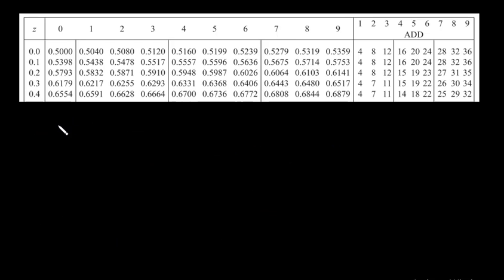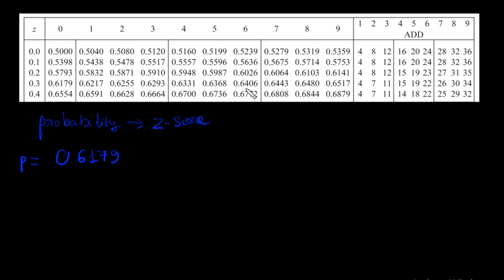From the table, we can also convert from the probability into a z-score. Let me take an example. When I have a probability equal to 0.6179, the easiest way is to look at the body of the table.